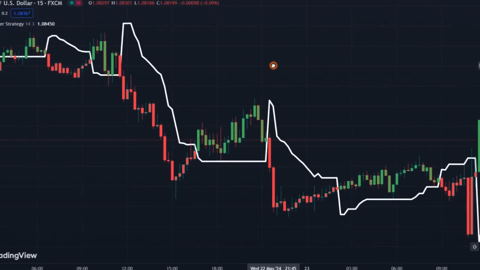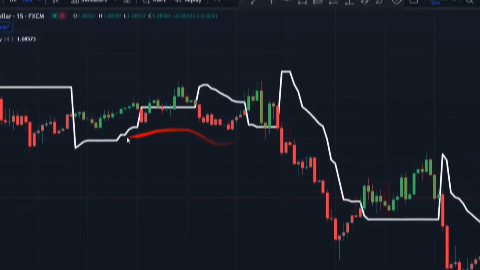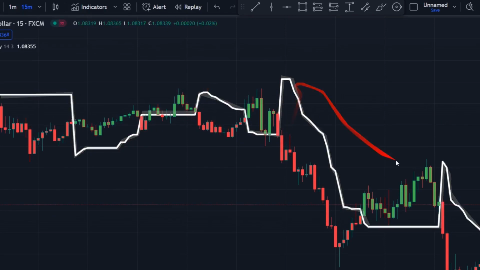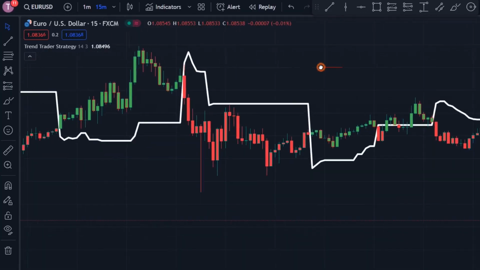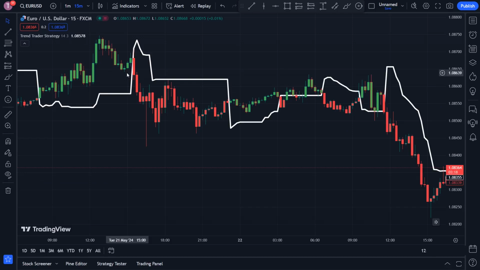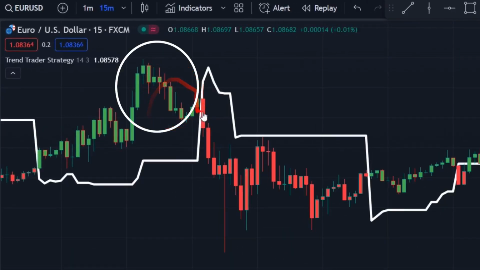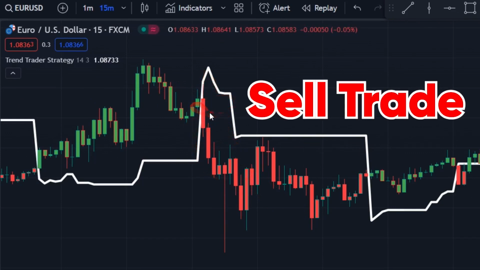Now, I should explain this indicator completely. As you can see, this indicator consists of a line, which is very important for us, and we can use it to find very good points to enter the trade. When the candles cross this line from above to below, the candles turn red at these points, indicating that we can enter a sell trade.